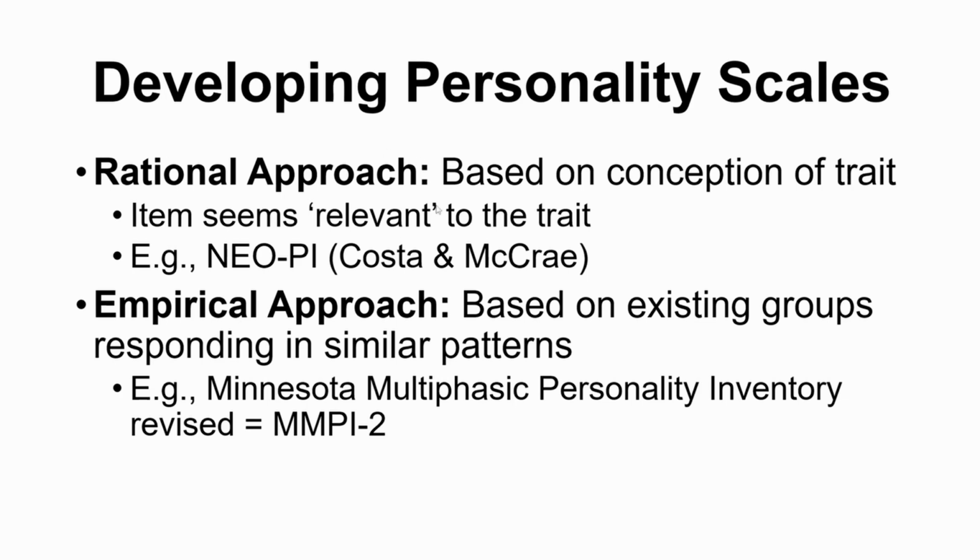Just really quickly, we can have sort of a rational versus empirical approach. And this is going to sound an awful lot like when we were looking at intelligence and talking about data-based versus theory-based approaches. But here, a rational approach is going to start with our idea or our conception of what a trait is, and then ask questions that seem relevant to that trait. So the NEO-PI is actually one of our examples where they started with, we think these traits capture all the dimensions of human personality, and here are the questions we've designed to ask about those different dimensions.